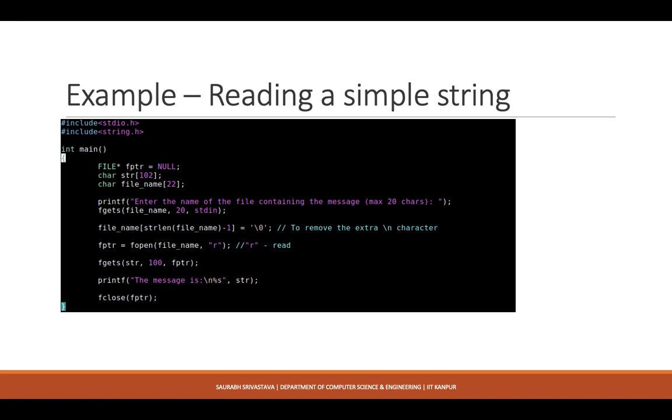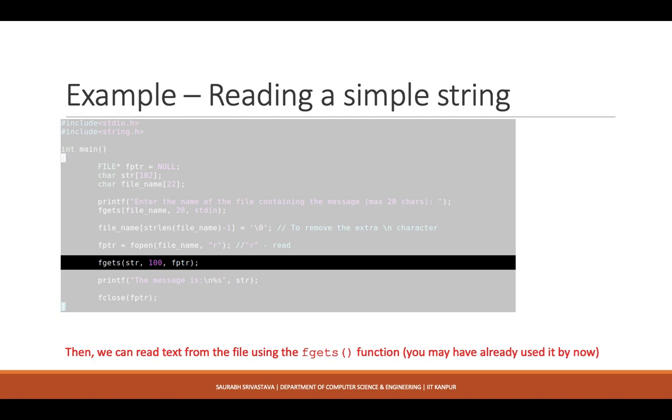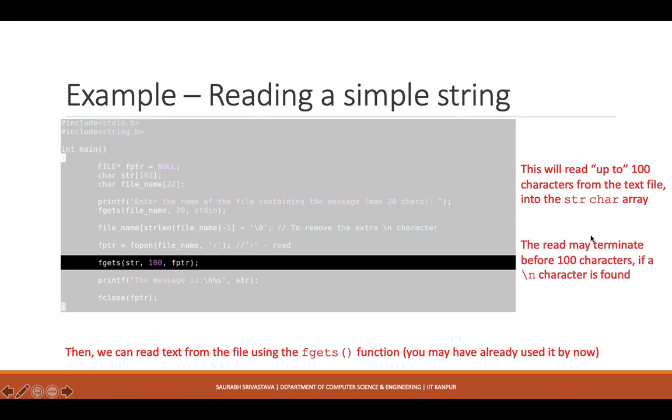This is another example where I'm just going to read the message that I wrote using the writing example. Again, the starting point is the same. You use fopen. Instead of w, you give r, meaning read, and by default it will expect that you are going to read a text file. And then this is the idea. You essentially use fgets. Instead of stdin, we are now giving that file pointer. So this will read up to 100 characters from the text file into the str character array that I have created.